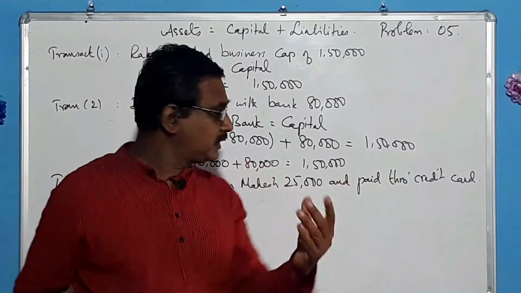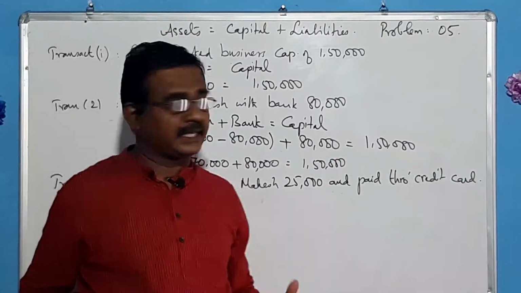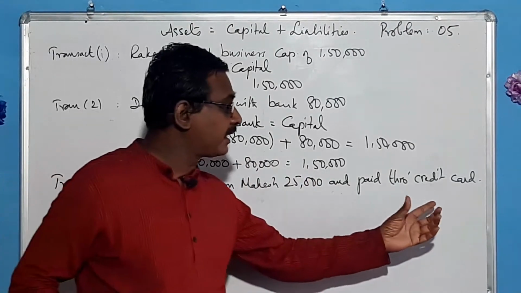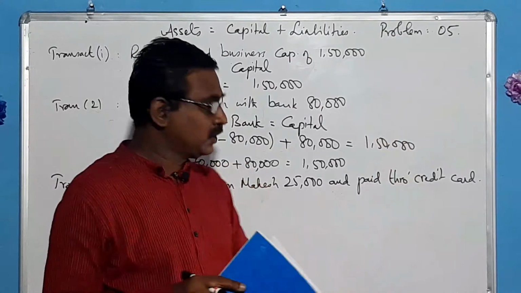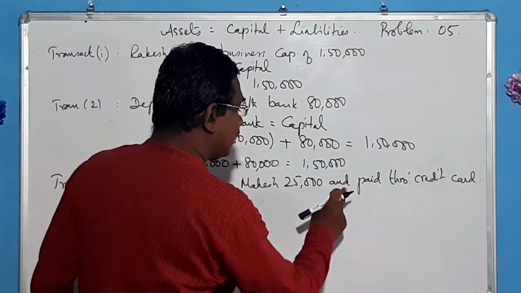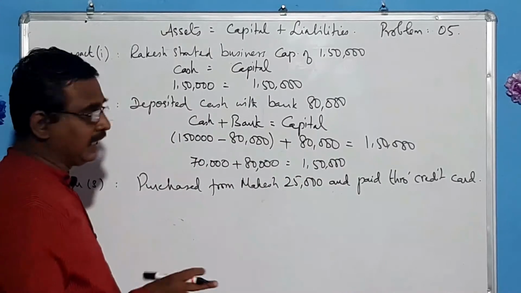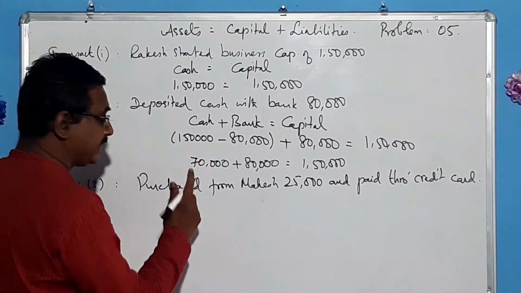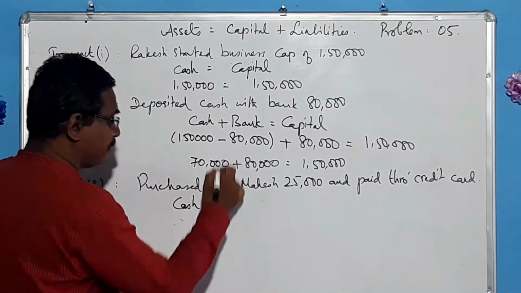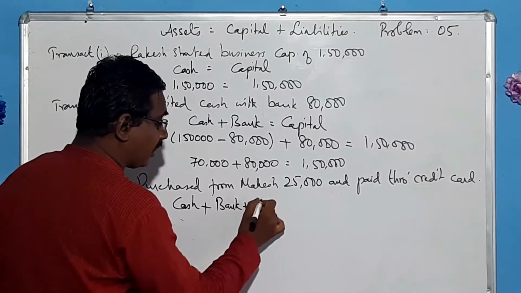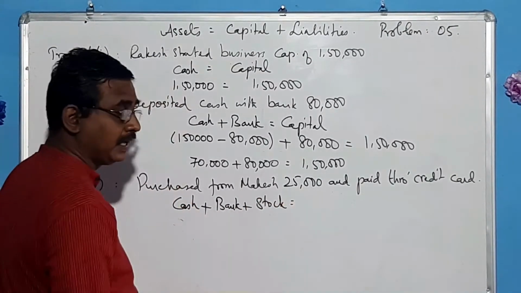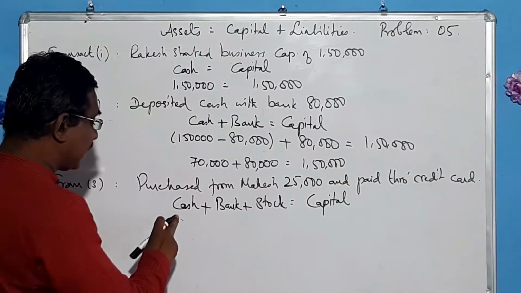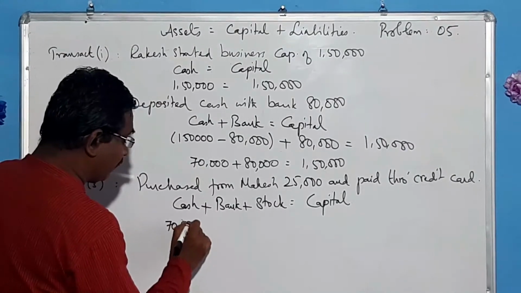Now, goods worth 25,000 come into the business. Treat it as an asset, and we have paid it through bank. Credit card means bank will pay the amount. So this 25,000 should be subtracted from the bank. Why? That amount 25,000 is paid from the bank. So there will not be any change in the cash. Now we get another item called stock, and capital. There is no change in the capital because we have just purchased. Cash, there will not be any change in the value of cash.